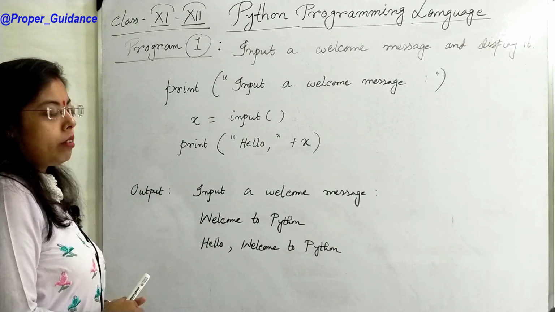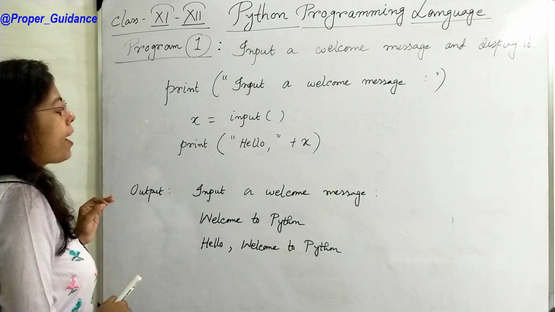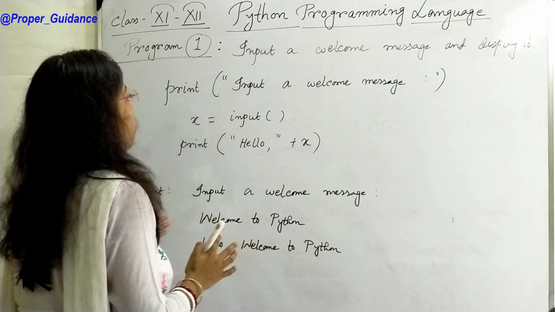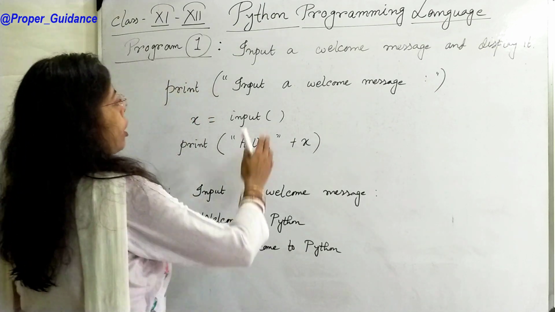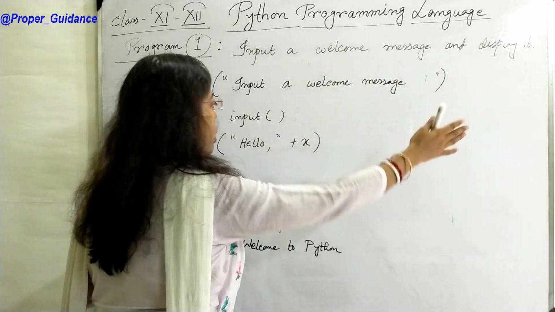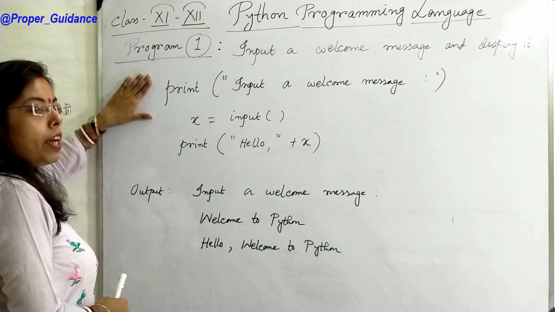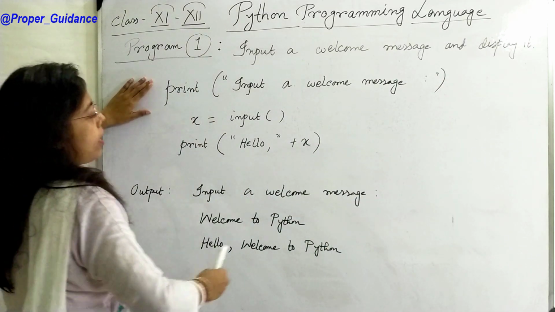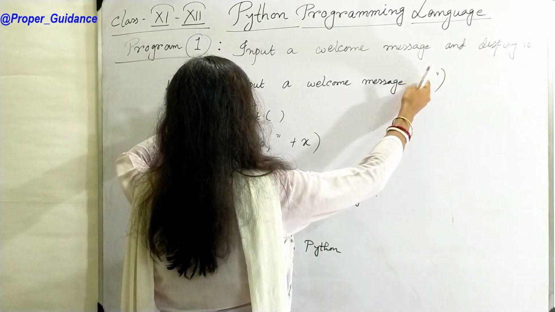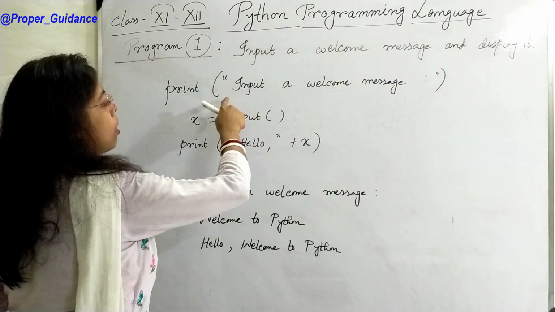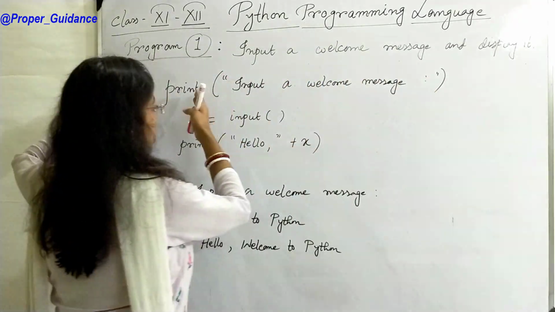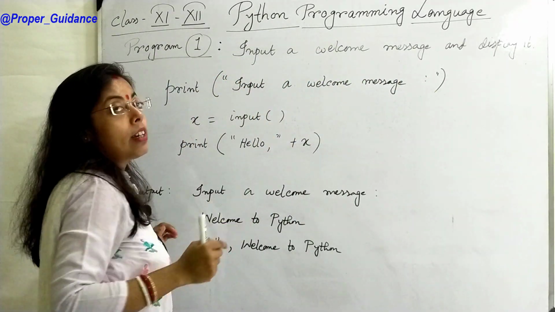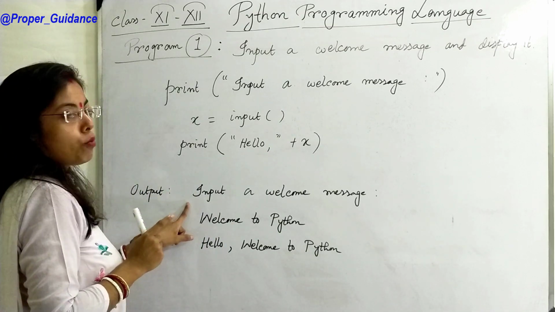Program number 1. This is a code snippet and a very simple program, the first program of Python programming language in our syllabus: input a welcome message and display it. See, simply write here print, and in parentheses, in double quotes, we have to write down this one. When we write anything in double quotes in the print statement, it will give you exactly that particular output.